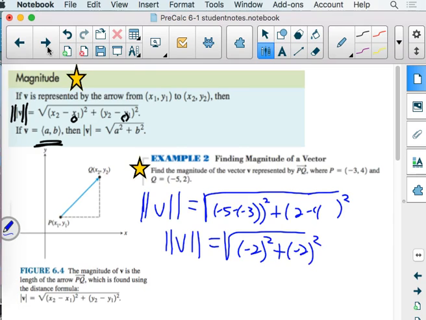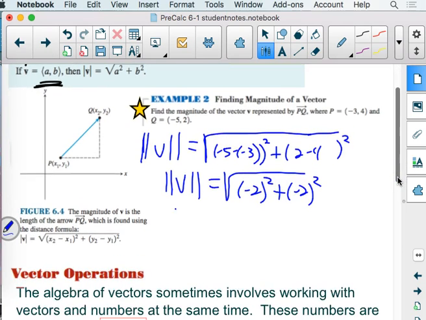Well, that's 4 and 4. When you add 4 and 4, you get 8. So the magnitude of b equals the square root of 8. But we know we can simplify that. What does the square root of 8 simplify to? 2 square roots of 2.